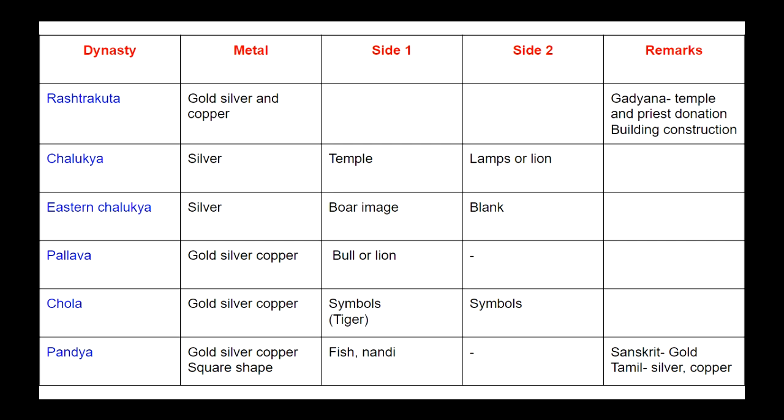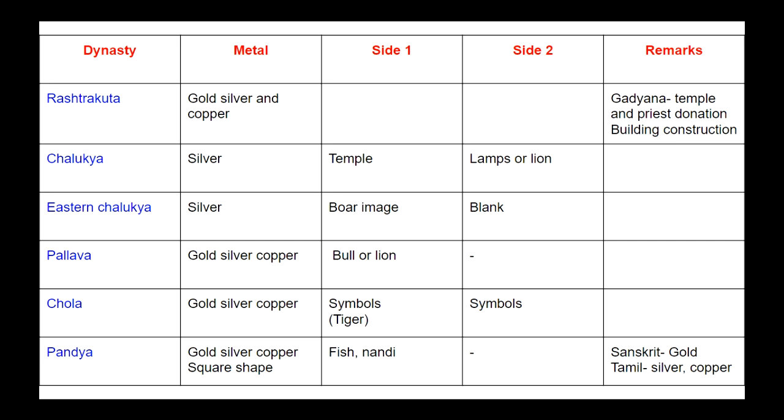Then the Chalukya issued only silver coins, and on one side of the coin we find an image of a temple, and on the other side we find lamps or a lion. Then the Eastern Chalukya also issued mainly silver coins. On one side of the coin we find a boar image, and the other side was blank.